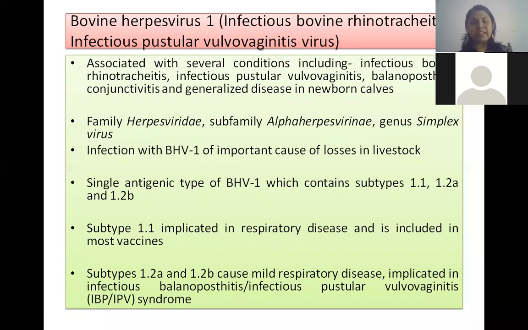It has a single antigenic type, which contains three subtypes: 1.1, 1.2a and 1.2b. Subtype 1.1 is implicated in respiratory diseases, and most of the vaccines for the control of bovine herpesvirus 1 contain this subtype. Subtypes 1.2a and 1.2b cause mild respiratory infection, but they are involved in genital infections of bovines.